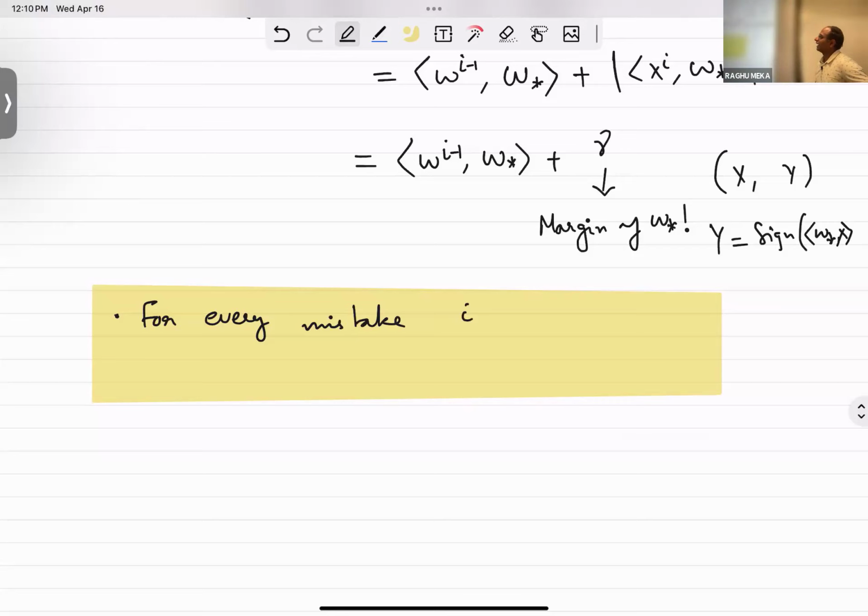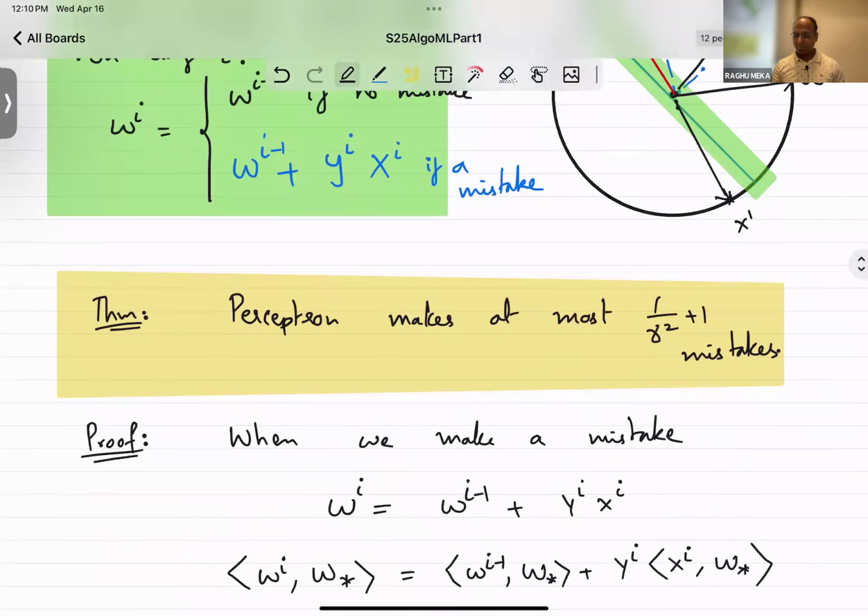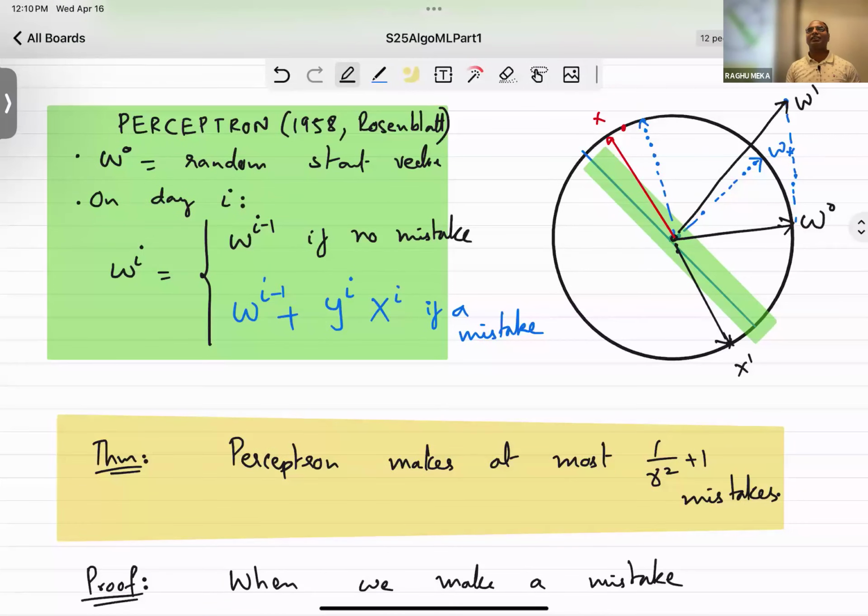So what we learn is that every time you make a mistake, the potential that we're going to track is this inner product, and that is going to grow. Okay, which sounds very good. You're always increasing the correlation, but there's one catch. Can you imagine why this is by itself not enough?